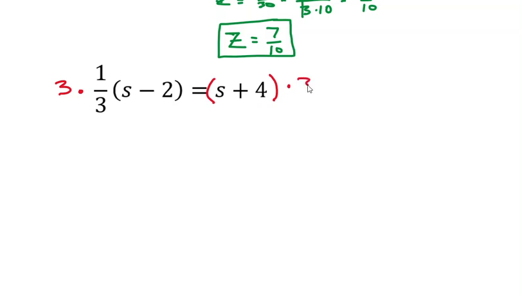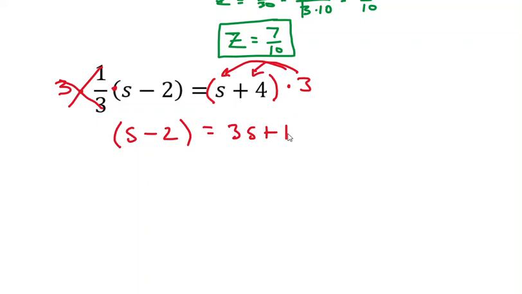what would happen? Well, I hope you can see that if I multiply 3 times 1/3 times (s minus 2), 3 times 1/3 becomes just 1, so 1 times (s minus 2). And if I multiply 3 times (s plus 4), that's the distributive property: 3s plus 12.